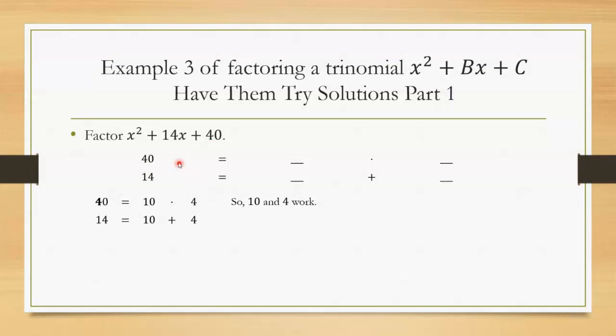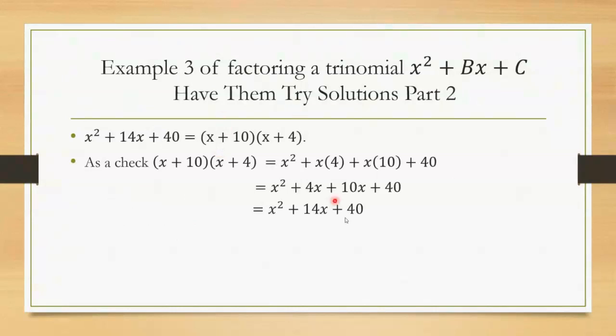So yes, 10 and 4 are going to work. Their product is 40 and their sum is 14. So these two numbers are going to work. So because of that, we get x squared plus 14x plus 40 is x plus 10 times x plus 4. Okay. So again, here I did a check just to make sure, and this is what we get. Okay, good. So that's one example.